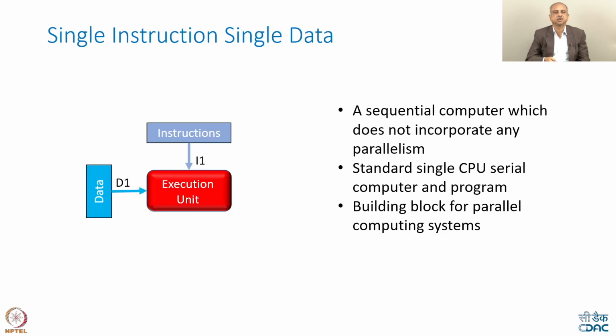The first possibility is that you have a single instruction operating on single data. This fits into the definition of a sequential computer which does not have any parallelism, because the instruction is single and the data is also single. This is what we saw in the previous lecture, that you have a CPU that forms the basis for building a parallel system. This unit is what is used in a cluster.